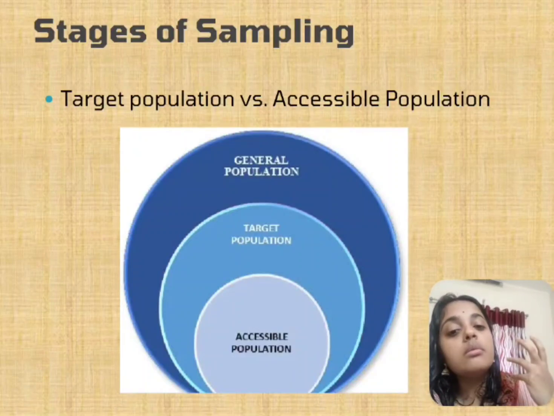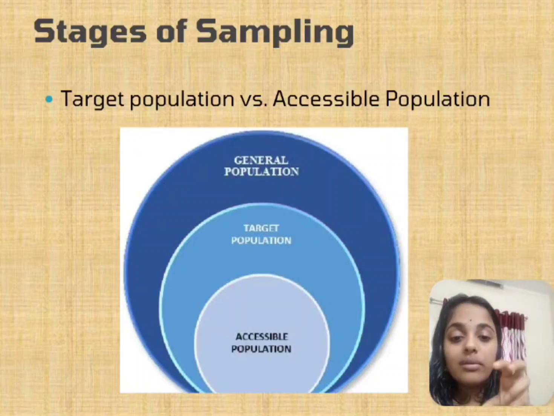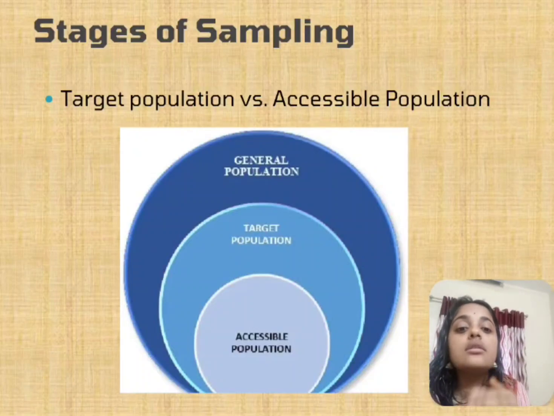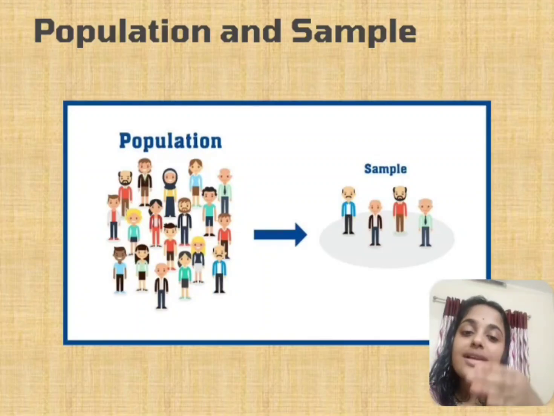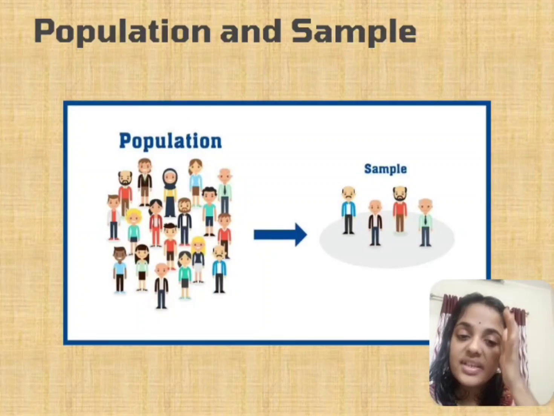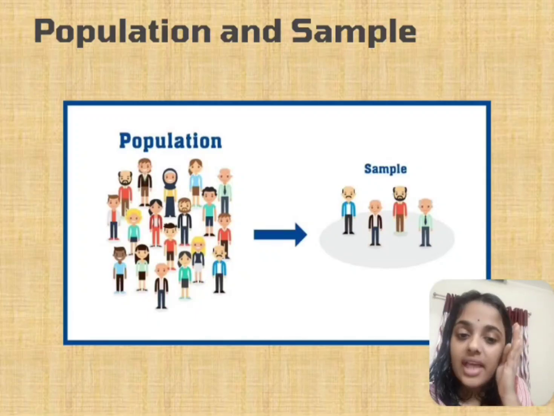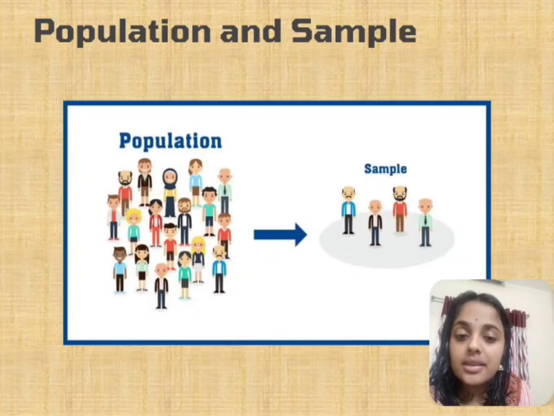And we have to derive a sample. In order to derive a sample, we are going to get an accessible population from the target population. So that is how it works. So the accessible population is the one from which we get the what? Sample. So population and sample: there is a specific target population, and from that target population we derive the accessible population, and from that accessible population we determine the sample.